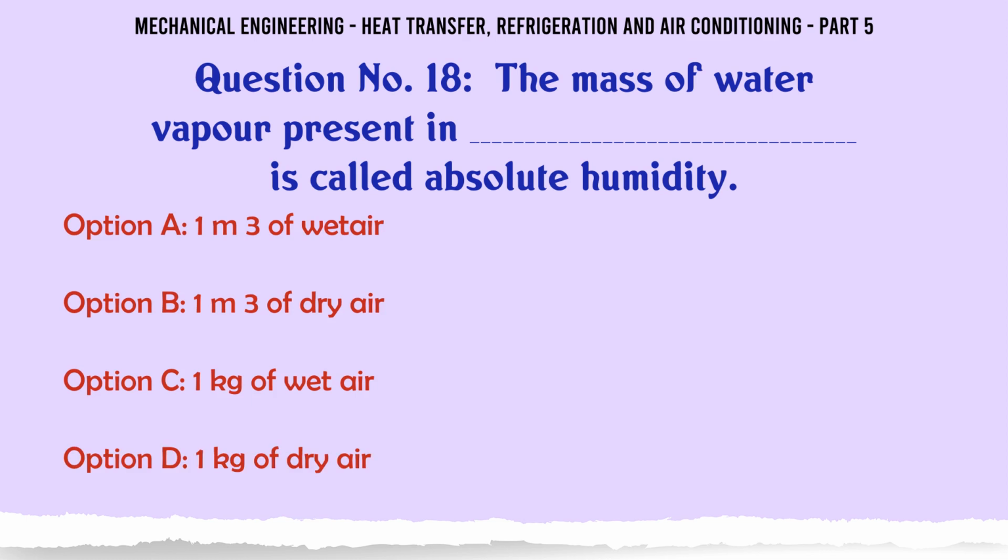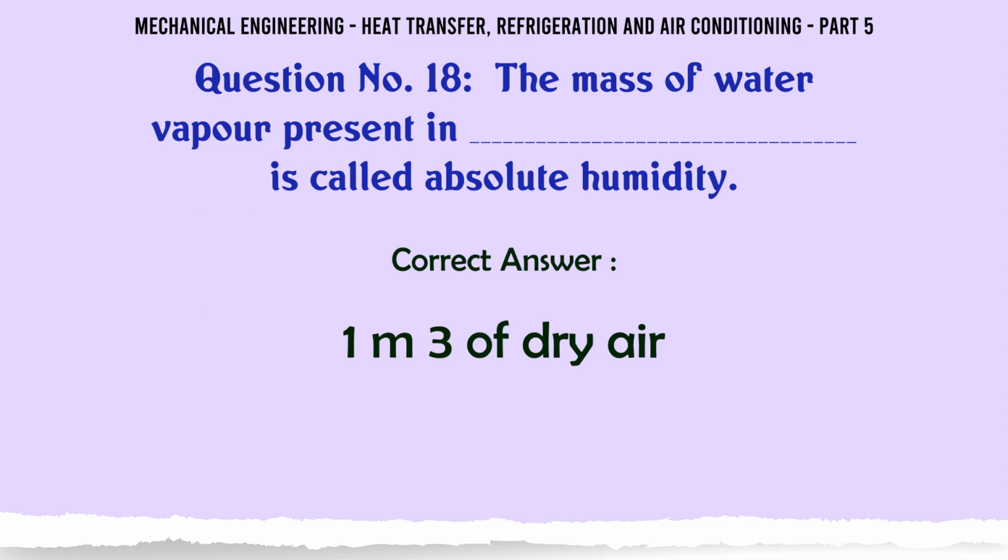The mass of water vapor present in is called absolute humidity. A. 1 m3 of wet air, B. 1 m3 of dry air, C. 1 kg of wet air, D. 1 kg of dry air. The correct answer is 1 m3 of dry air.